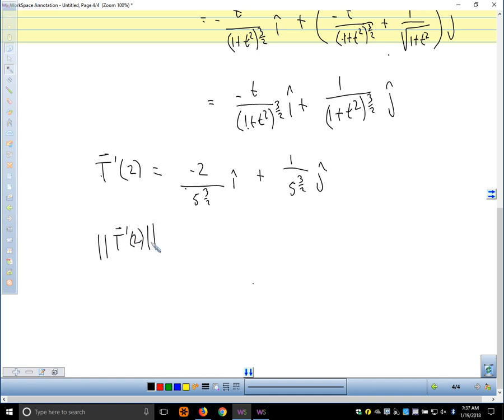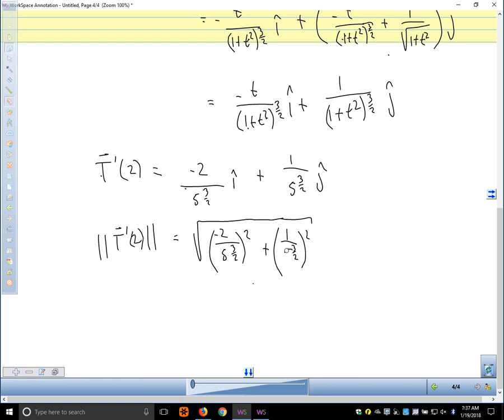So even calculating this at a point is not necessarily nice. It is the square root of minus 2 over 5 to the 3/2 squared plus 1 over 5 to the 3/2 squared. So we have this very lovely quantity, and luckily this simplifies pretty nicely.